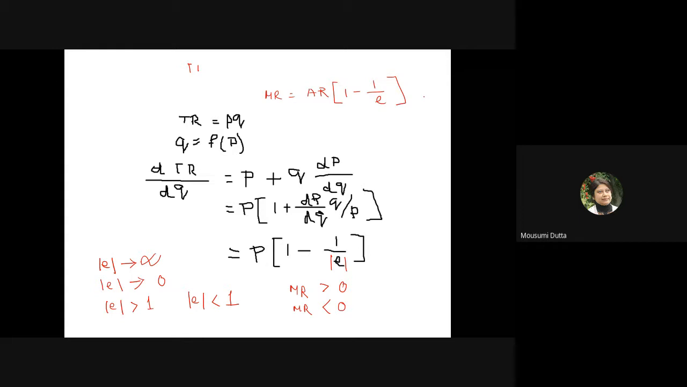So all these aspects we can check, once we get the relation, MR is equal to AR into 1 minus 1 by E. Later in context of production, we can use this concept to measure the market power of a particular firm. So this is the relation between the price elasticity of demand and the marginal revenue. You can work with this for different values. You can check how the total revenue will change when output is increasing or when QS is increasing, etc.